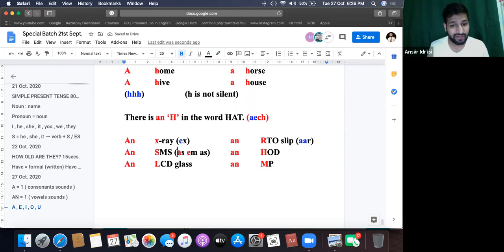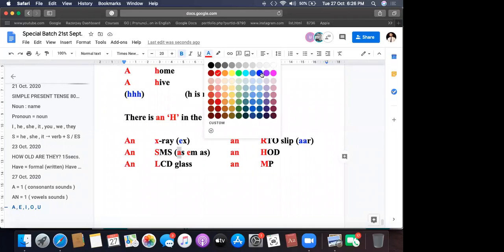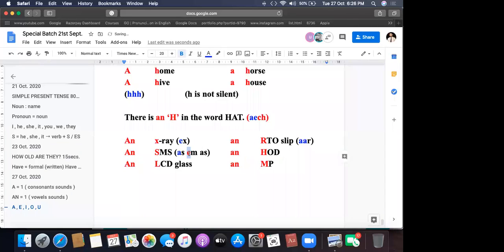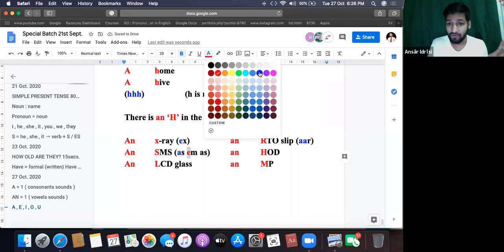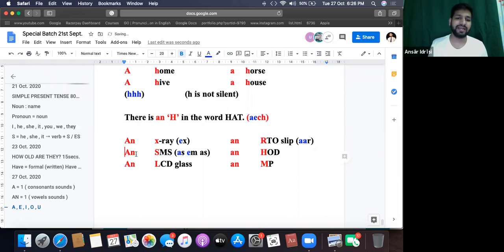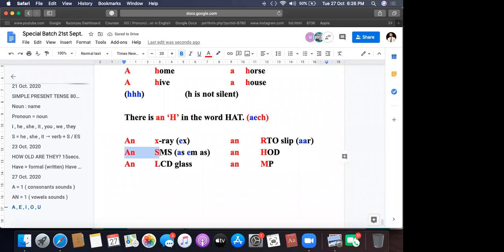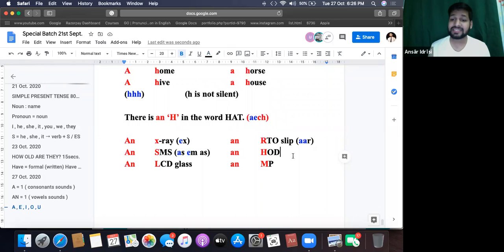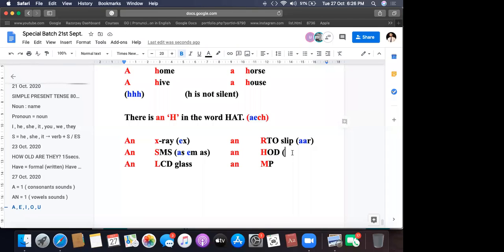Here the sound is starting with "ess", which begins with an "e" sound. And what is that? A vowel. And for vowels we are going to use "an". Same: he is an HOD of my college. If you see here, the same scenario is coming. He is an HOD of my college.